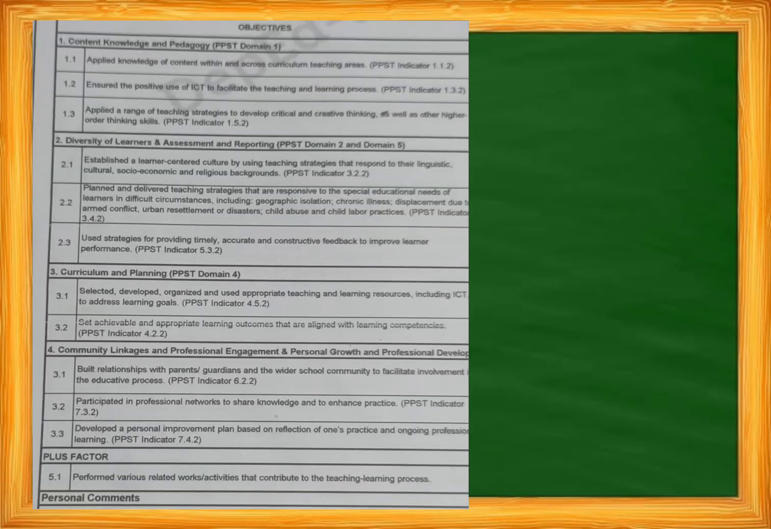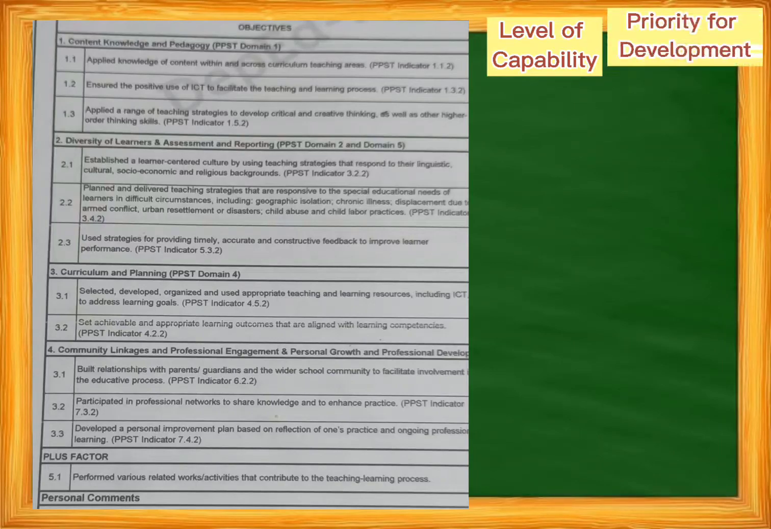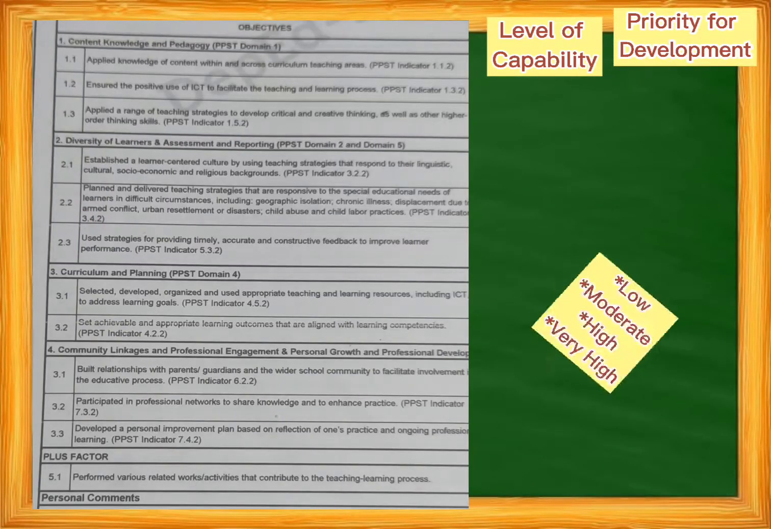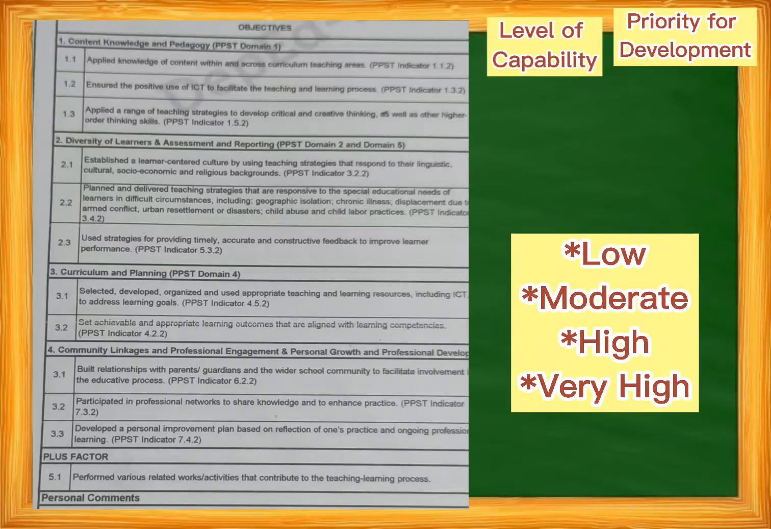Since part 1 is very easy to input, let's proceed to part 2, which is the objectives. Here is the sample form for objectives. We have here the content, knowledge, and pedagogy, diversity of learners and assessment and reporting, PPST, then curriculum and planning, community and linkages and professional engagement and personal growth, and plus factor. So there are 4 domains that we need to rate.